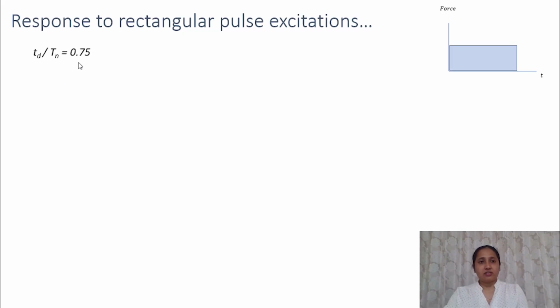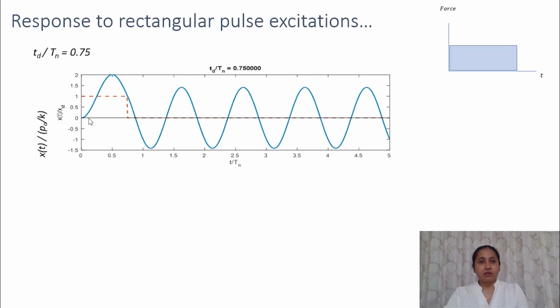So when Td by Tn is equal to 0.75, we have the complete response as this. So this is the duration of the pulse, that is when the static response is non-zero. So Td by Tn is 0.75. So here, as you can see, the maximum displacement is happening during the pulse. So the maximum response is happening during the forced vibration.